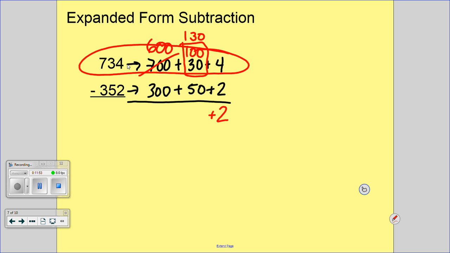Have a strategy. Don't just sit there and look at me. Count on, count backwards, do something. Ava, what's it going to be? 80. Alright, going over to my hundreds. 600, subtract 300. Can I do that easy peasy, Elliot? What's that going to leave me with, Elliot? 300.